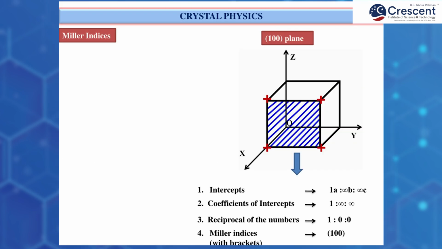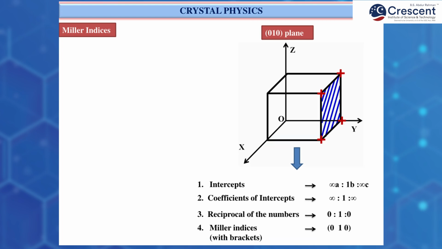This one was already discussed: the 1, 0, 0 plane can be calculated like this. You see 1a along the x-axis, infinity b along the y-axis and infinity c along the z-axis. So the intercepts: it cuts the x-axis at 1, the y-axis at infinity, and similarly the z-axis at infinity. Then you find the reciprocal of the coefficients, and that gives the Miller indices with brackets.